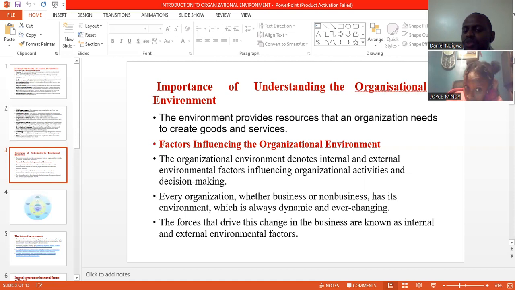Every organization, whether business or non-business, has its environment, which is always dynamic and ever changing. So the business environment keeps on changing. What worked for you yesterday might not work for you today, or it might not work for you tomorrow. And that is why we always encourage business to be creative and innovative and coming up with new ideas every day. So the forces that drive this change in business are known as internal and external environmental factors. These factors are forces that affect how the business is operated.